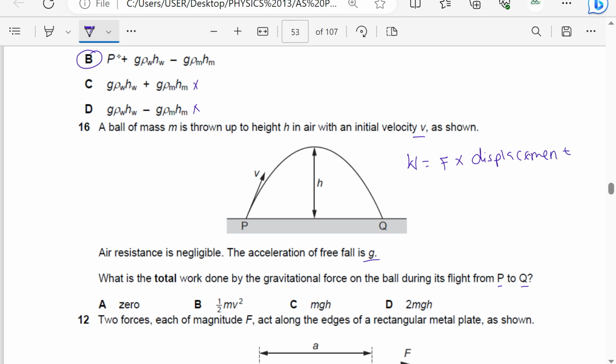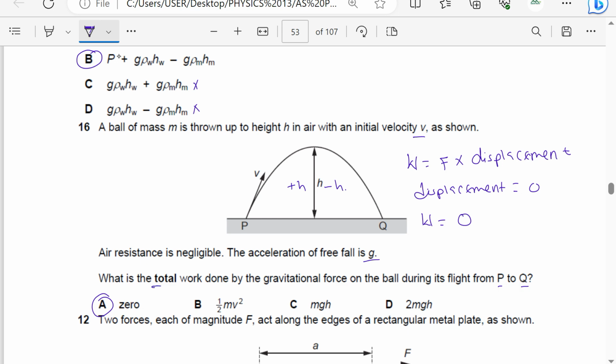Since the vertical displacement here is zero, because if it moves upwards, positive h, it moves downwards, negative h, it means the vertical displacement is zero. Displacement is zero, so that means the work done is going to be zero. So the answer is going to be A.